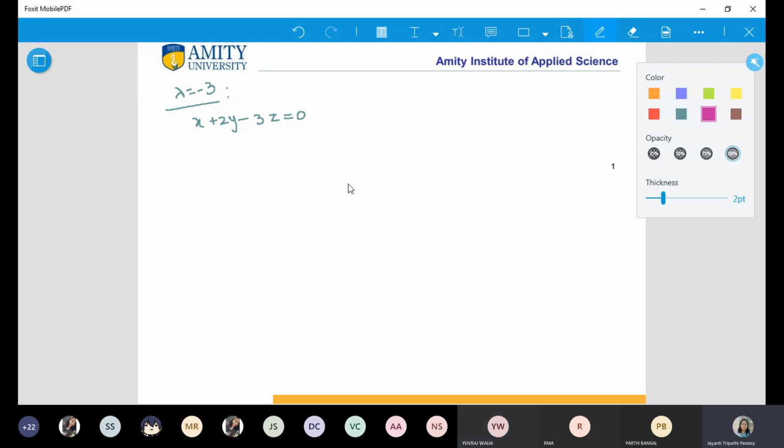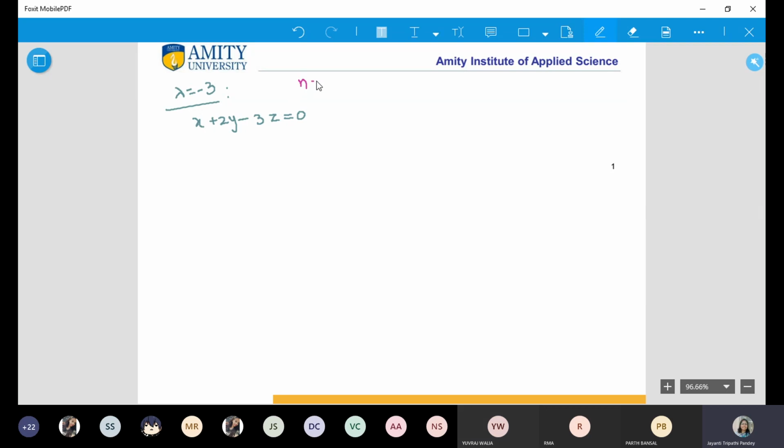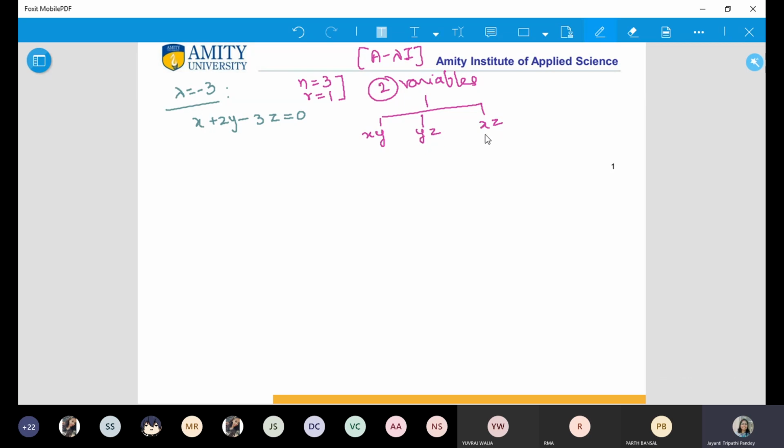Fine. Now I want you to focus. Since the number of variables is 3 and you have seen that the rank of this matrix is 1, how many variables do you have to choose arbitrarily? You will choose 2 variables. When you are choosing 2 variables, you can have any of the 3 combinations. Either you choose xy or yz or xz. Obviously, depending on which one the person has chosen, you will get different answers.